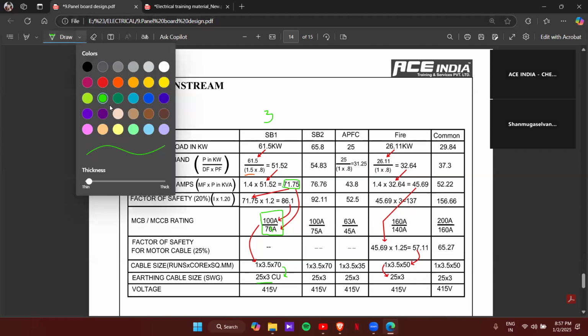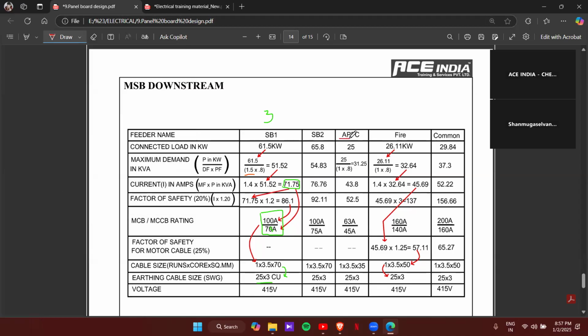And when it comes to the APFC panel, APFC means automatic power factor correction panel. So it's a bunch of capacitor banks. That's the APFC panel. We'll come to that in a later section, where we'll discuss the APFC panel calculation and everything. So in that one, I'll explain.